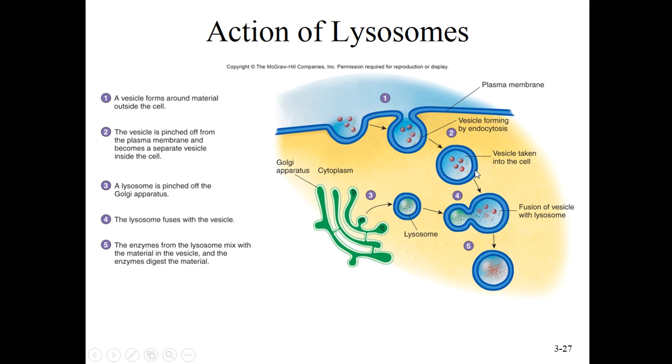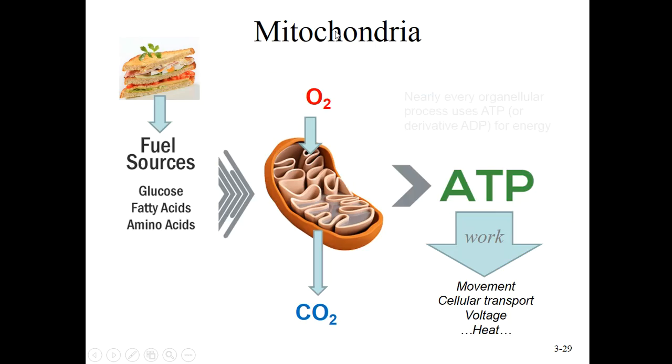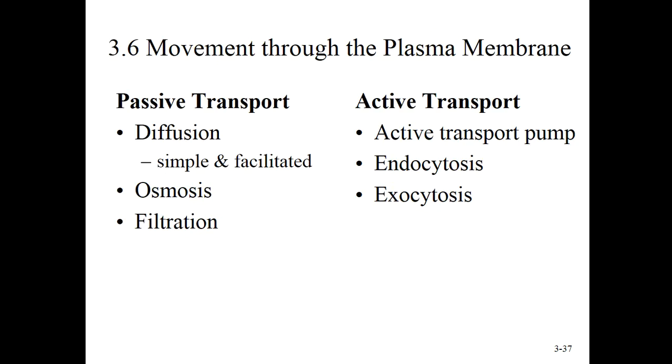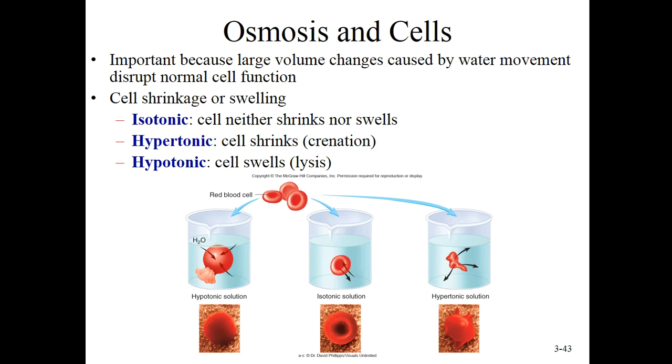Exocytosis is exactly the opposite, and that's what we see with the Golgi typically, right? Bubbling off a secretory vesicle, which then fuses with the plasma membrane, and the proteins are secreted out of the cell.